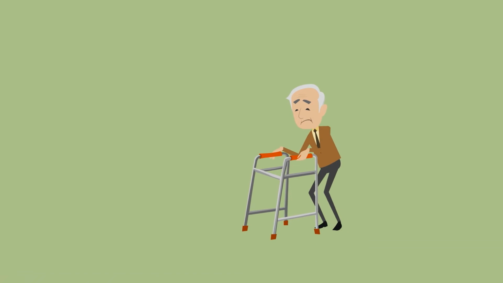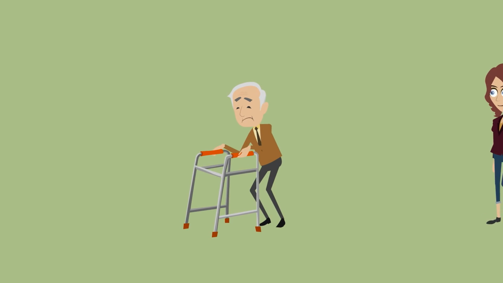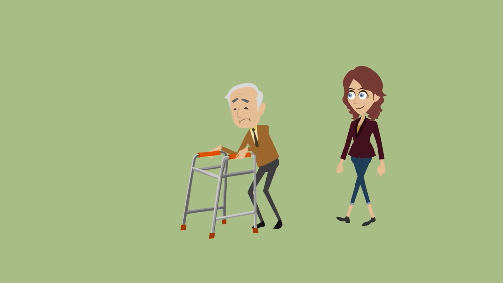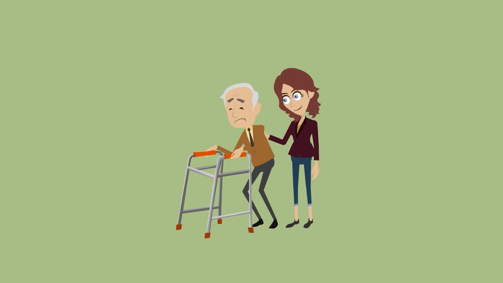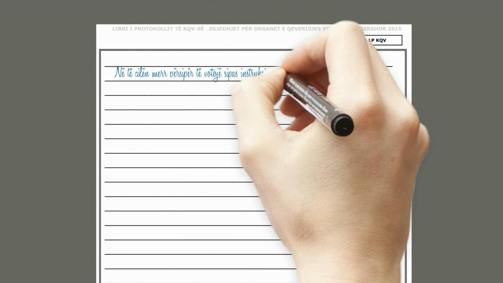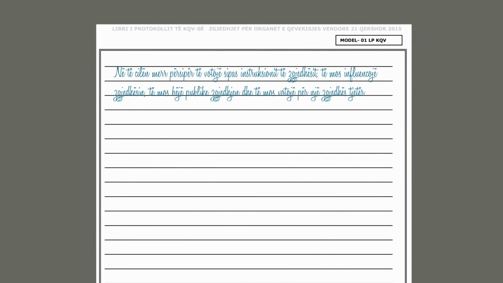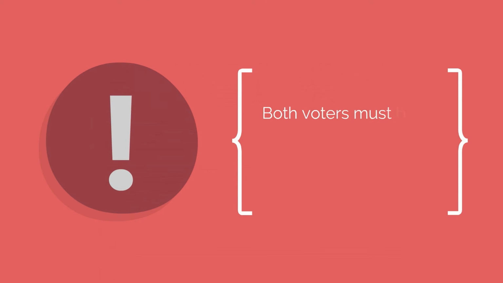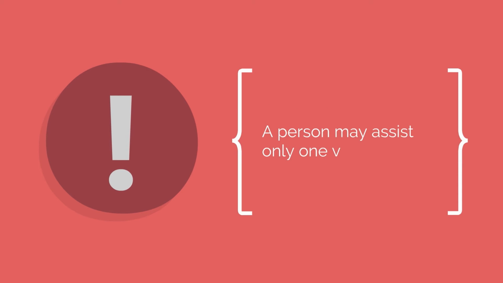Another situation that sometimes happens is that a voter for physical reasons may be unable to perform the voting procedures all by himself. In such cases, he may request the assistance of either a family member or another voter in the voter's list for that voting center. But before this can happen, the person chosen to assist should sign a statement in the voting center's meeting book that she will vote as instructed, not influence the voter, not disclose the voter's choice, and has not assisted another voter in this way. Note, both voters must be present in the voting center when this declaration is signed. A person may assist only one voter.